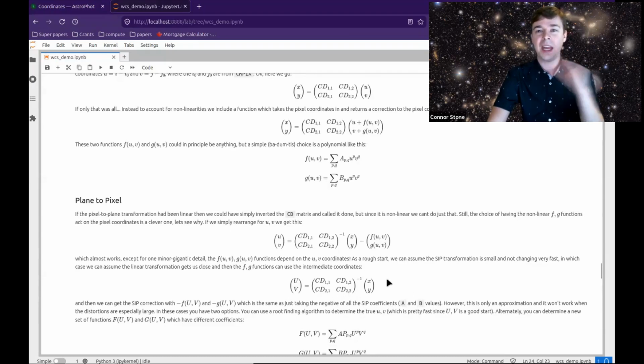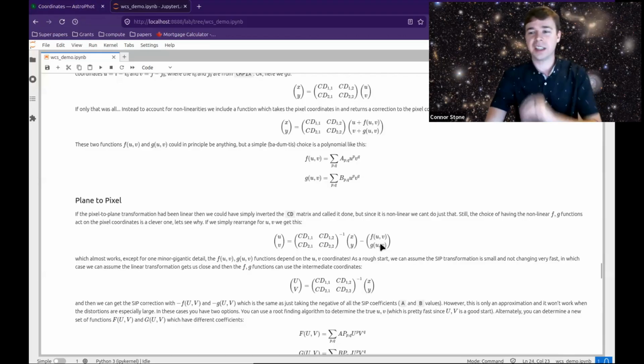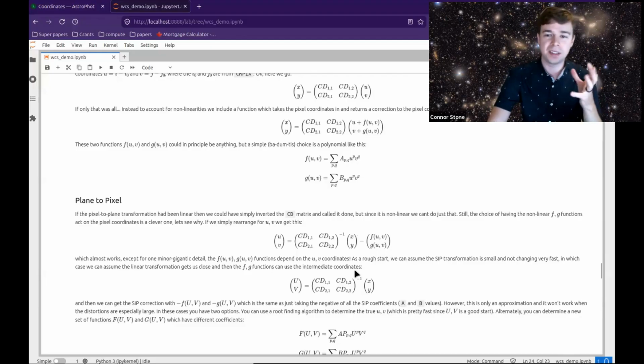You come up with some estimate that is just the linear inversion of your pixel coordinates, some estimate for UV, and then you do a root finding algorithm that figures out the appropriate UV coordinates which satisfy this equation. It's really fast to do because this, for small distortions, is usually a quite accurate initial position.